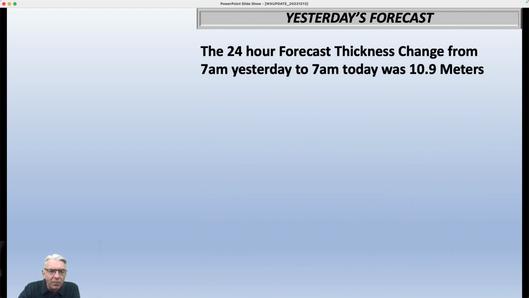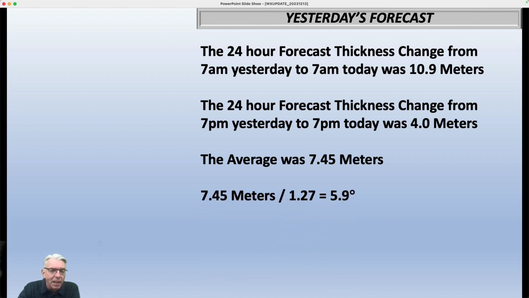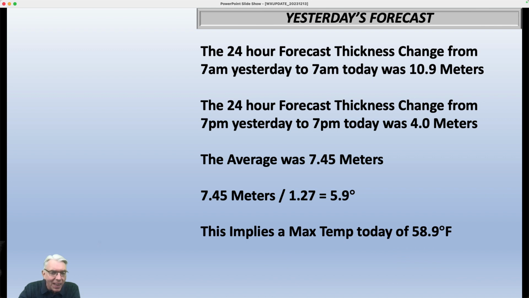Now, using the thickness technique, the 24-hour forecast thickness change from 7 a.m. yesterday to 7 a.m. today was 10.9 meters. The 24-hour forecast thickness change from 7 p.m. yesterday to 7 p.m. today was 4 meters. So that averages out to 7.45 meters. And you divide that by 1.27, because we know that 1.27 meters is equal to 1 degree Fahrenheit, and you get 5.9 degrees. That implies a maximum temperature today of 58.9.